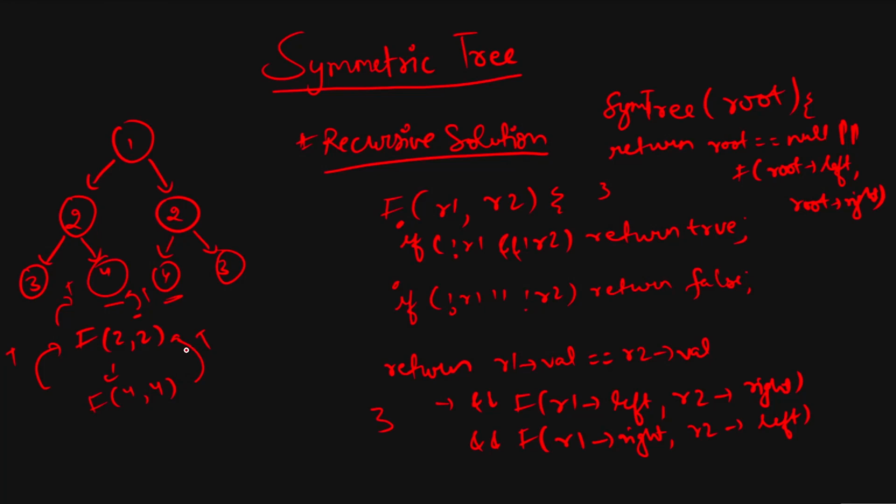So what I can see, this 3 is returning true, and this 4 is also returning true. So both of them are returning true, and my 2 is also the same. So finally F22 will return true. F22 will return true. That means this is our symmetric tree.